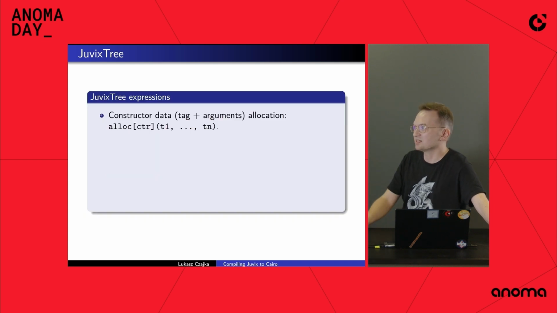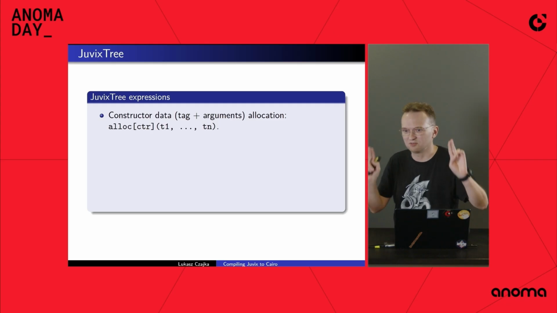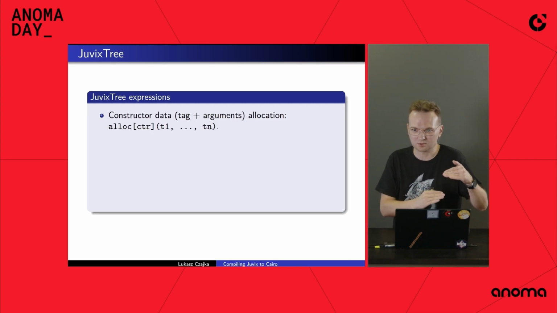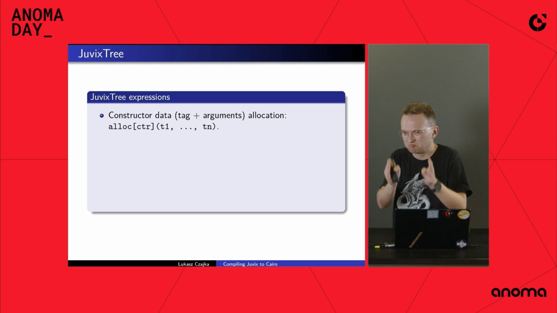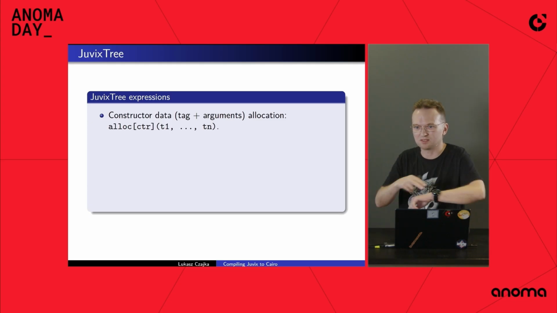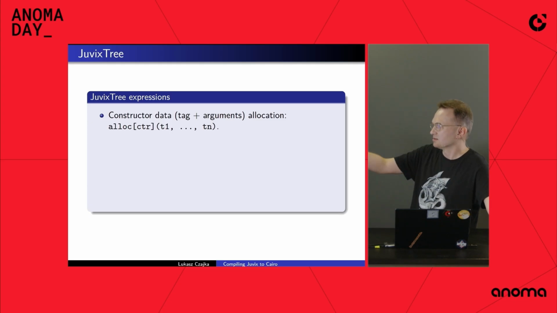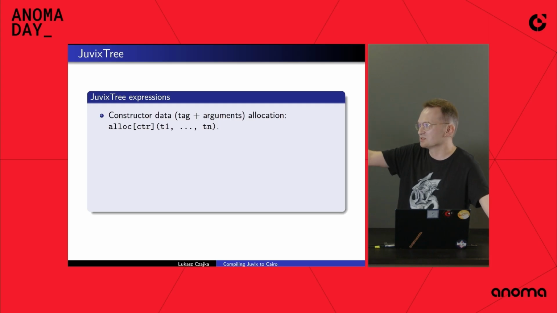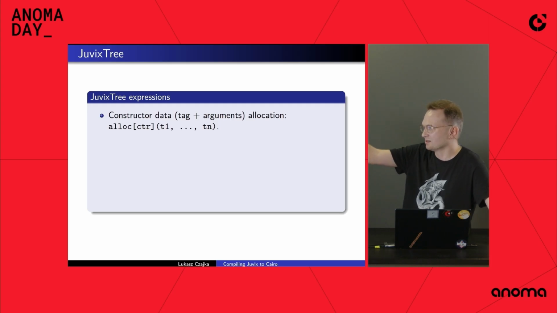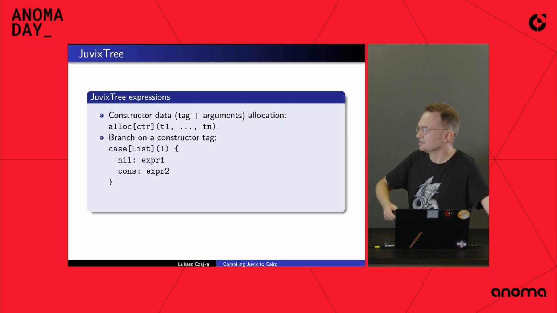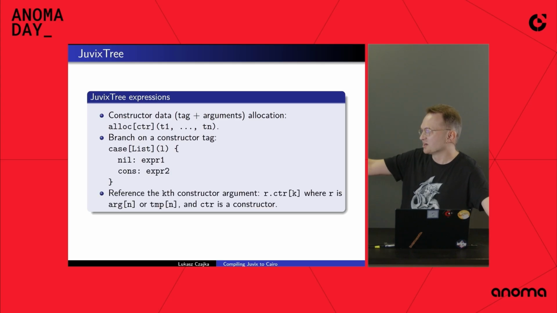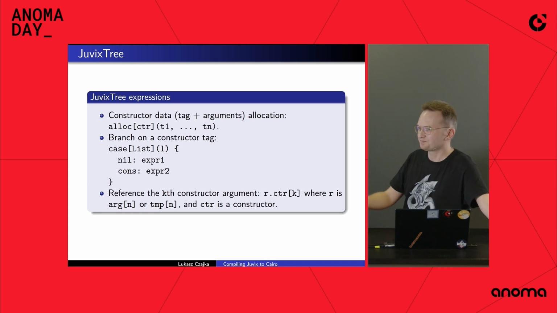We can allocate constructor data. Constructor data consists of a tag, which indicates which constructor we are talking about, and the representations of the constructor arguments and the data for the arguments. And here we have some expression that does this allocation, indicates the constructor tag and the arguments. We can then branch on the constructor tag, and we can reference the kth argument of constructor data.